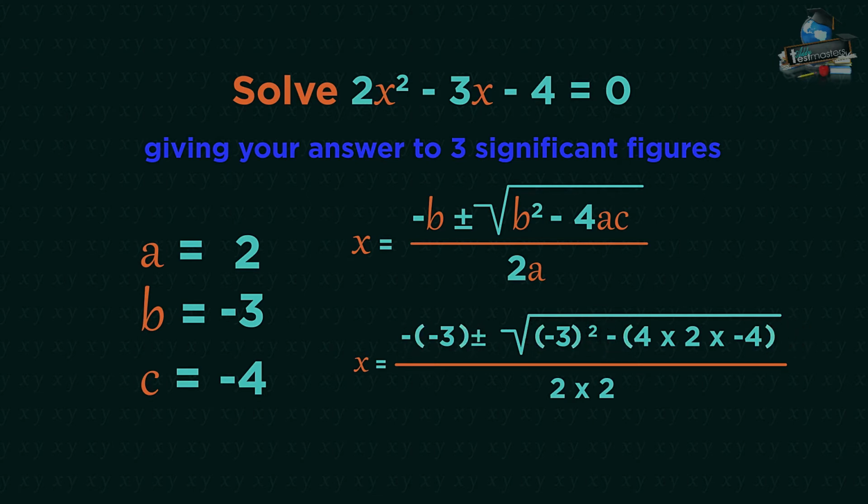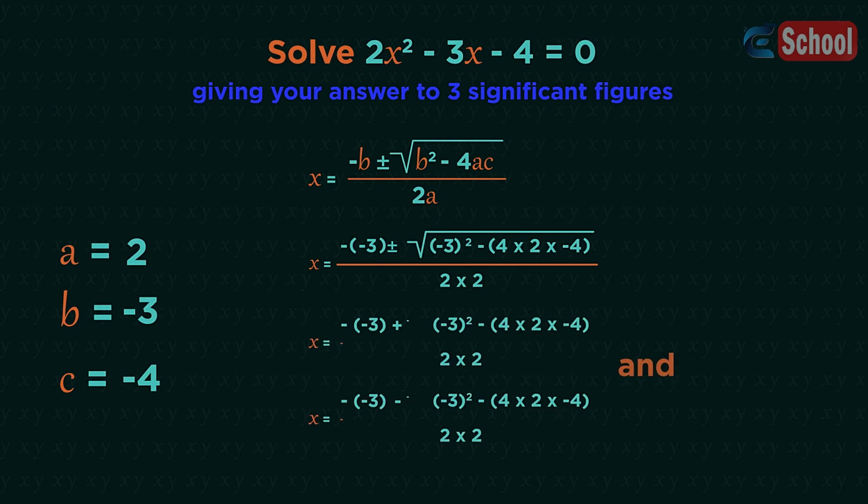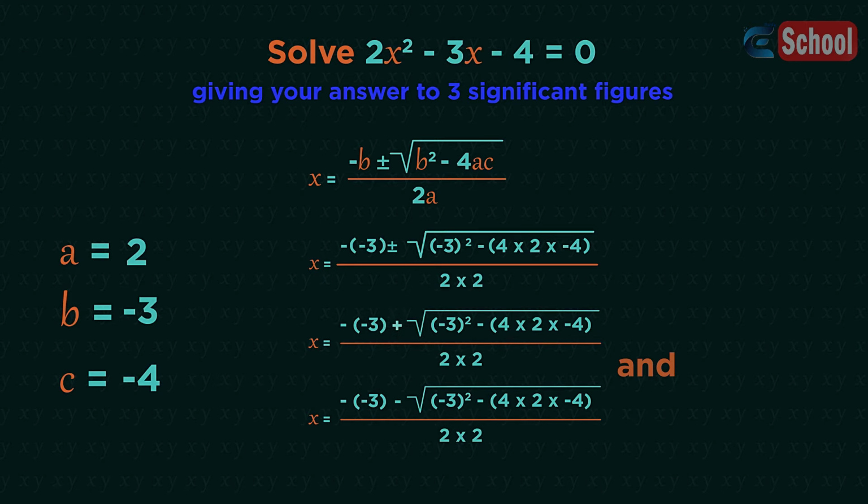Be very careful with the negatives. Use brackets to prevent mistakes. We can either type that straight into our calculator. So minus negative 3 plus everything for one answer. And then to get the second answer, type in minus negative 3 minus everything.